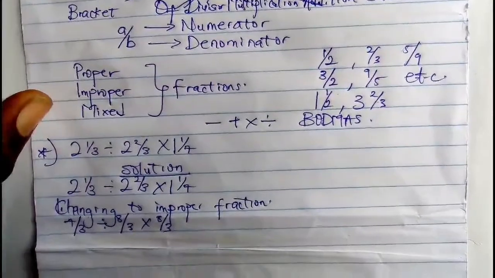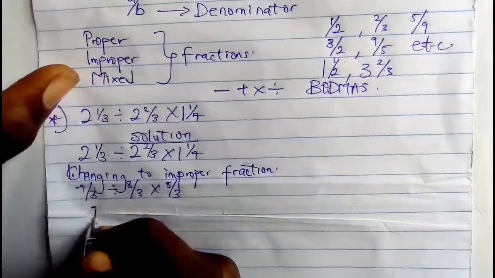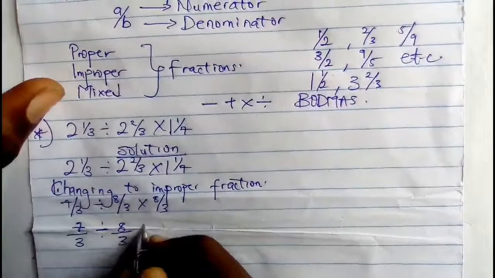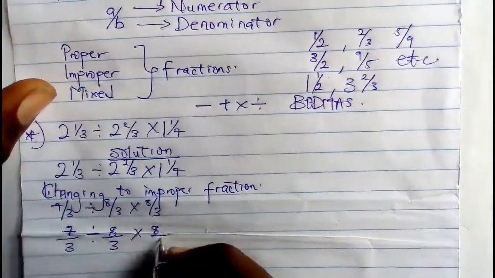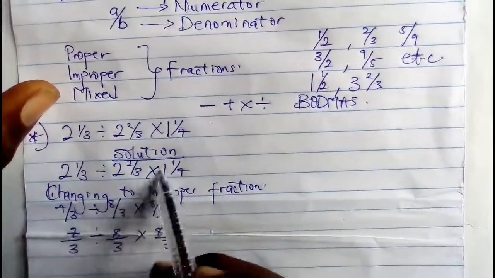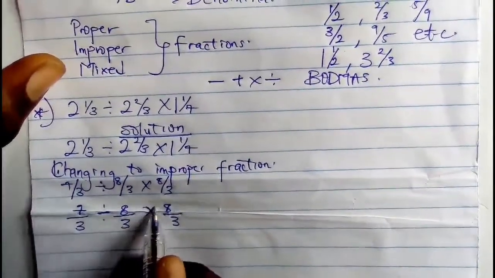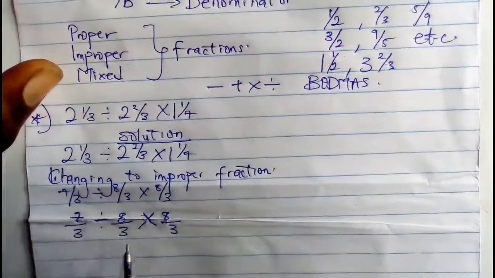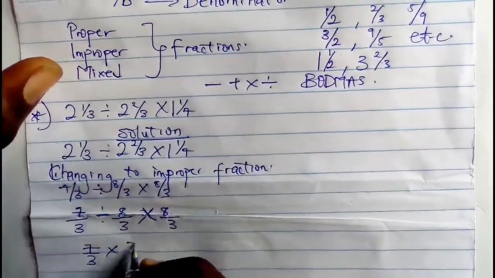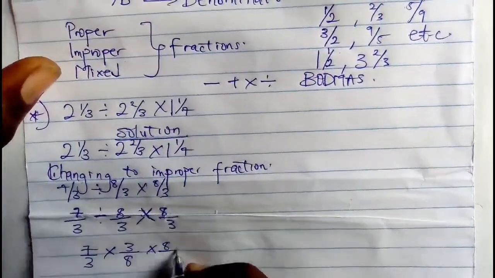So with what is here now, let me continue. I can also write it. Let me just bring them out: 7 all over 3 divided by 8 all over 3 times 8 all over 3. So with what is here, from BODMAS we are going to deal with division first. We divide first before we multiply. So I will have 7 all over 3 times, we invert 3 all over 8, we invert this, which is turn it upside down, times 8 all over 3.